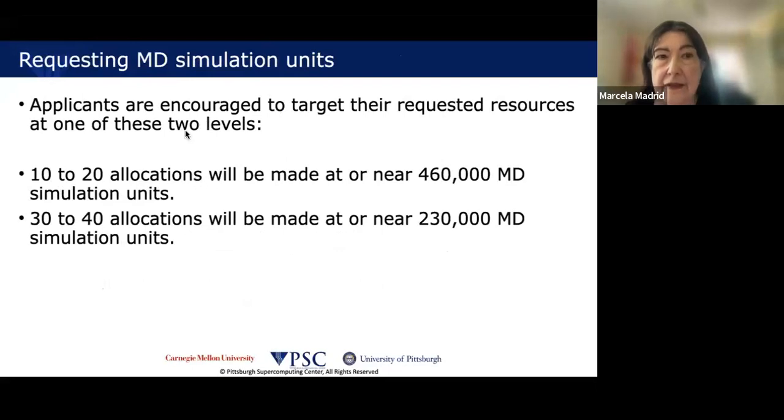And there are 2 levels that you are encouraged to apply to target. 10 to 20 allocations are made every year at or near 460,000 MD simulation units, which is the maximum. And then there are 30 to 40 allocations at half that. So you might want to target one of these 2.